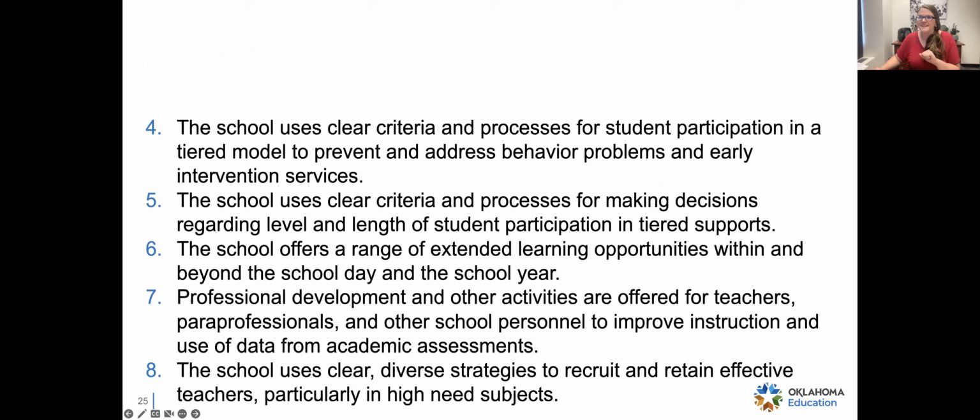There are a few more requirements in this section. The school uses clear criteria and processes for student participation in a tiered model to prevent and address behavior problems and early intervention services. So you have a system to get kids help. That's what that portion's about. The school uses clear criteria and processes for making decisions. The school offers a range of extended learning opportunities within and beyond the school day, professional development activities, and the school uses clear, diverse strategies to recruit and retain effective teachers. So this is a comprehensive plan that encourages, lifts up, and elevates that instruction in your building.